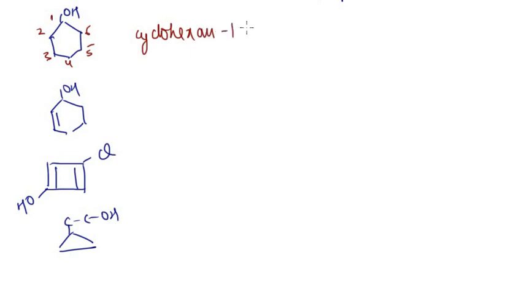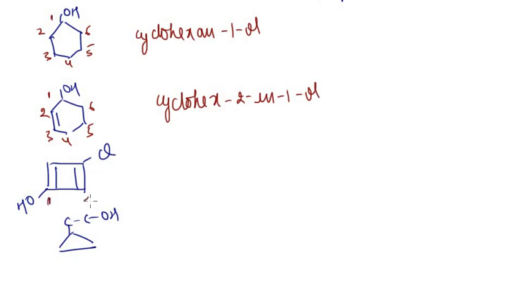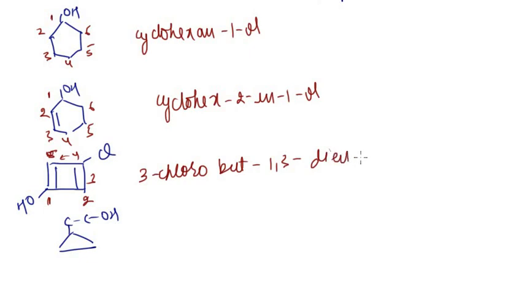Cyclohexan-1-ol. 1, 2, 3, 4, 5, 6. Cyclohex-2-en-1-ol. 1, 2, 3, 4, 5. Sorry, 1, 2, 3, 4. And it is 4. So 3-chloro, but 1,3-dien-1-ol.